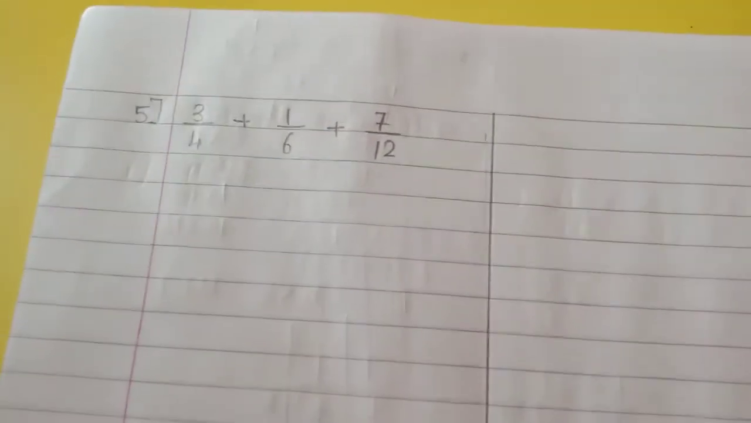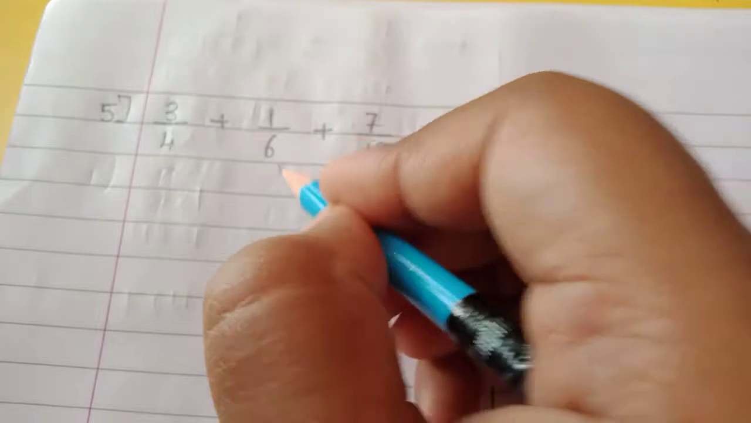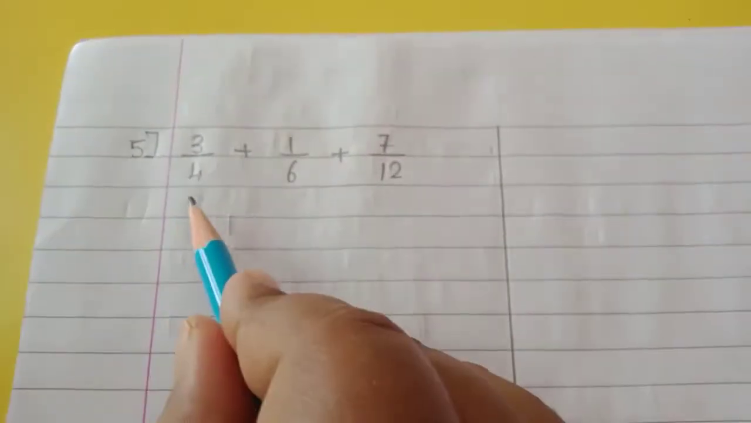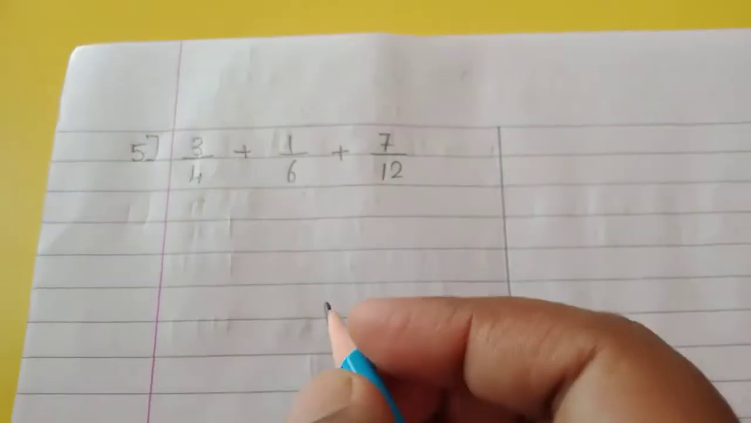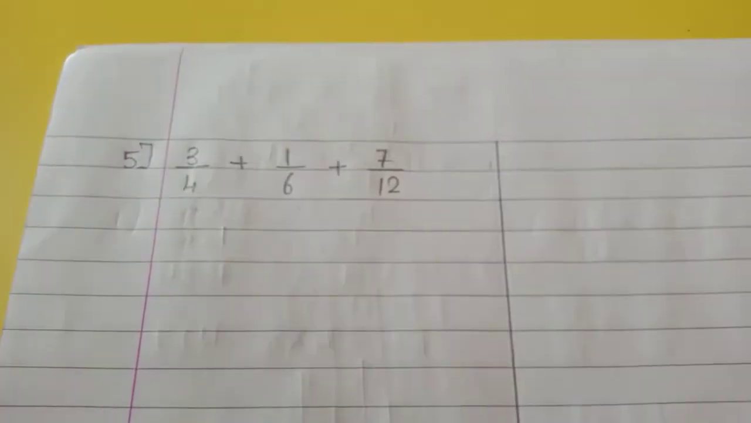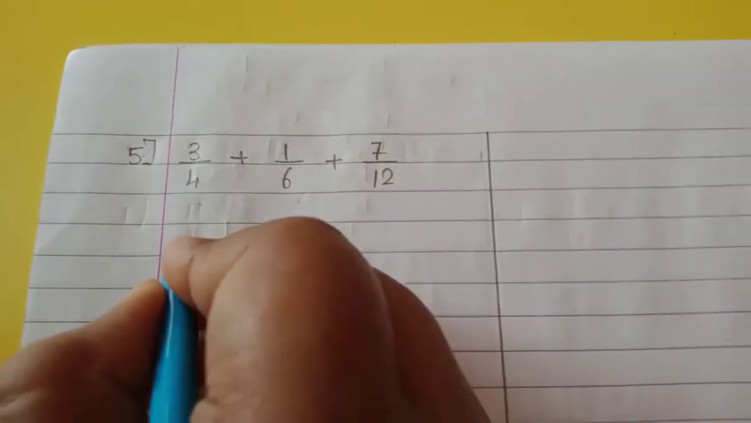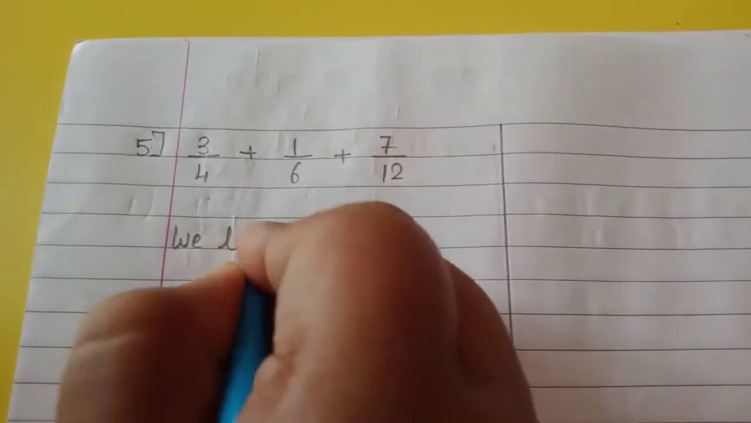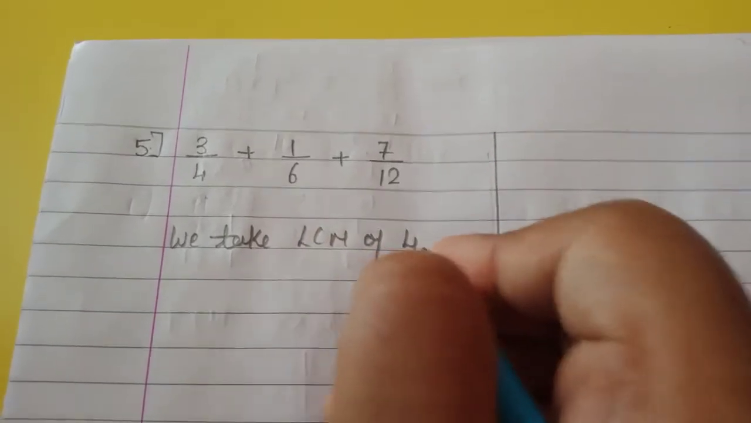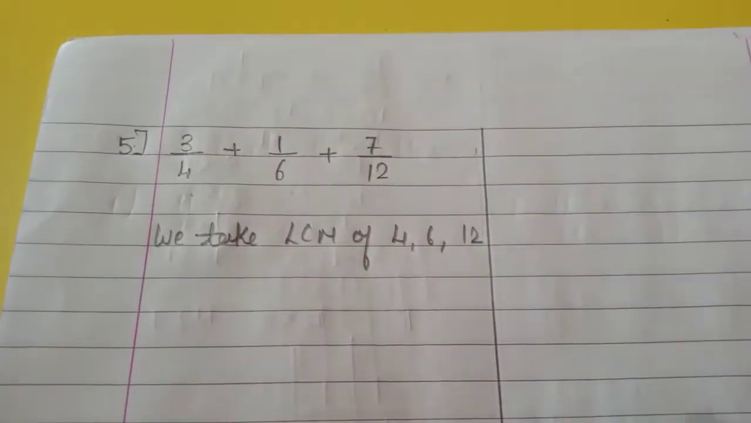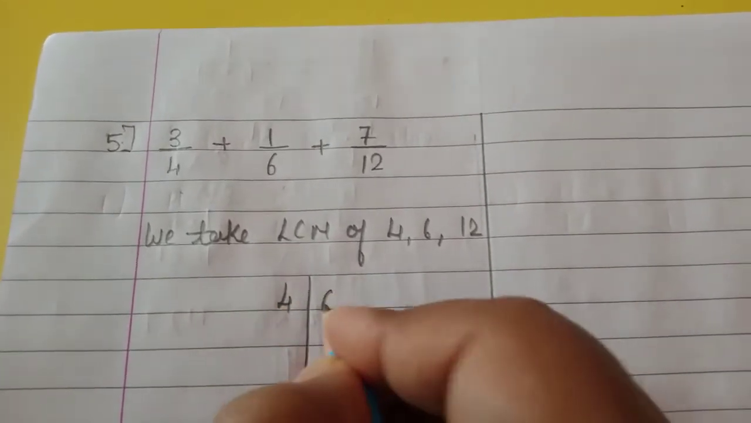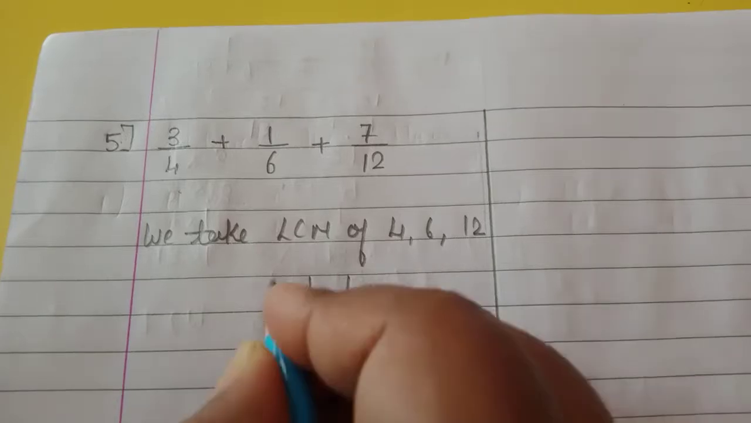Now number 5. 3 upon 4 plus 1 upon 6 plus 7 upon 12. So here see, all the denominators are different. So first we have to make all denominators the same. So what will we do? We will take the LCM. So we take the LCM of 4, 6, 12.